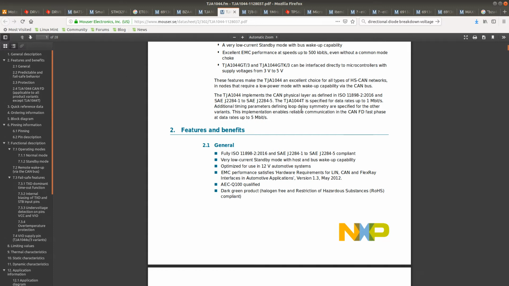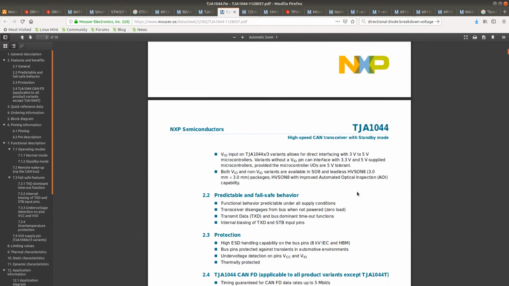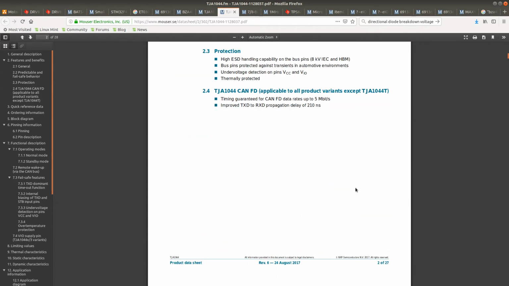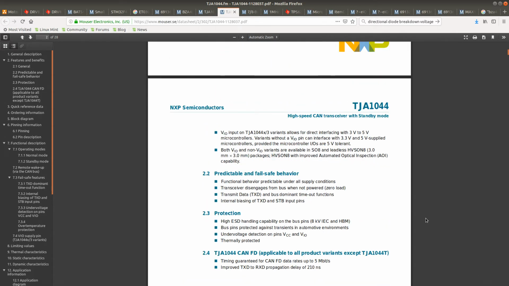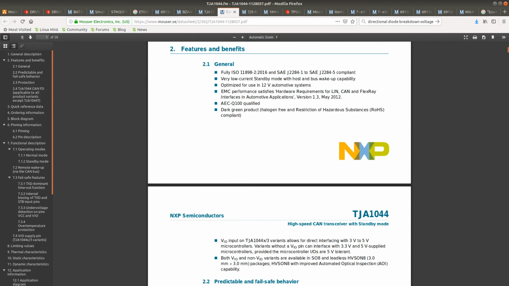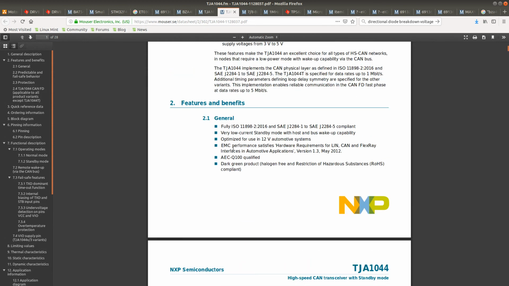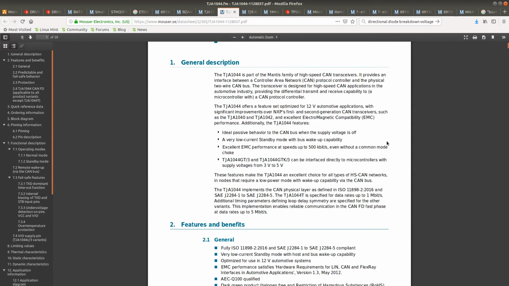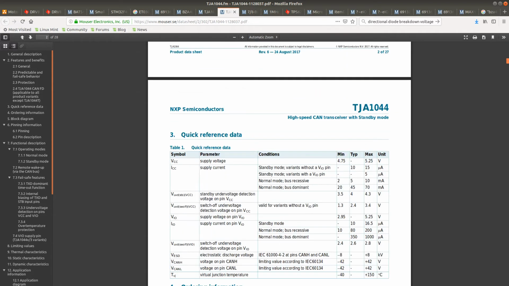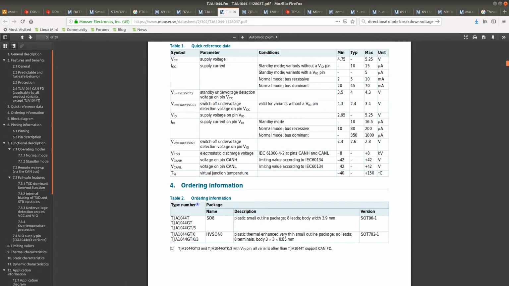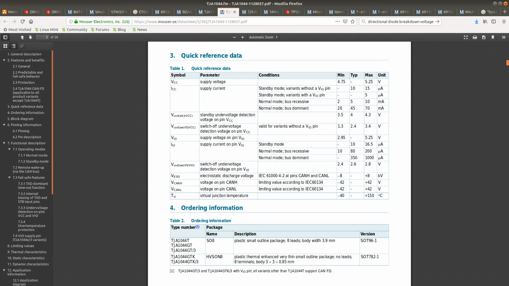CAN accepts supply voltages between 3 and 5 volts, and has ESD protection. And what is the common mode voltage, maximum common mode voltage? Let's see. Absolute maximum ratings. Right. Plus minus 42 volts.